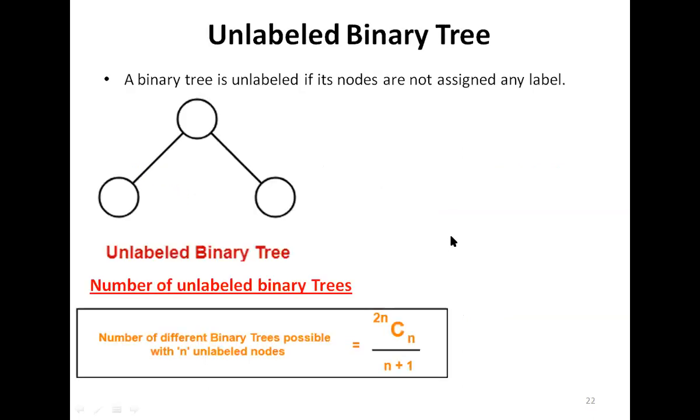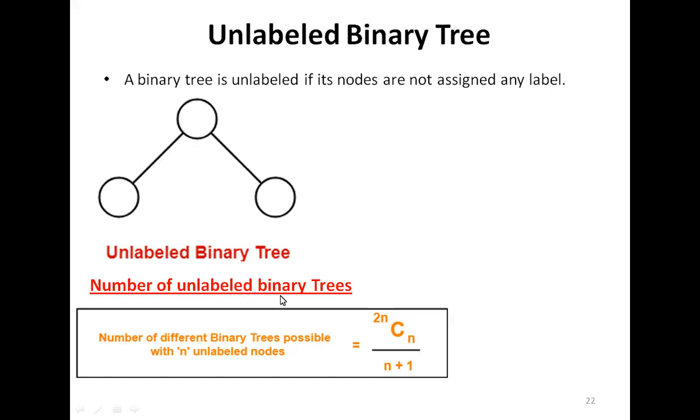The next is unlabeled binary tree. So a binary tree is unlabeled if its nodes are not assigned any label. So you can see here in this diagram, no label is assigned to any node. So this is known as unlabeled binary tree. Unlabeled means there is no label. Okay. So it is having three nodes and this is an unlabeled binary tree. Okay. So here how many nodes are there? Three nodes are there.